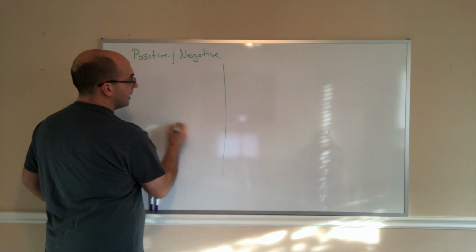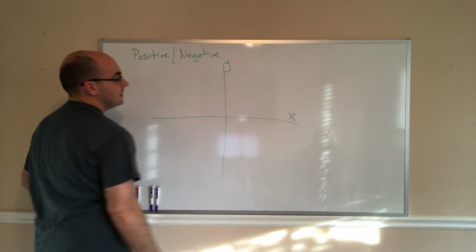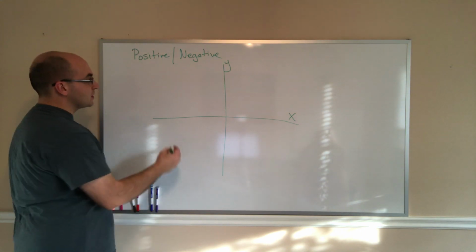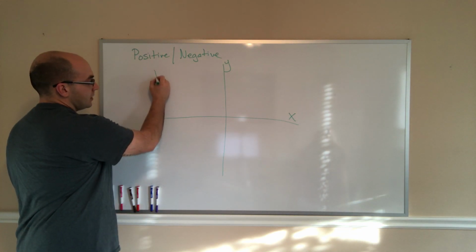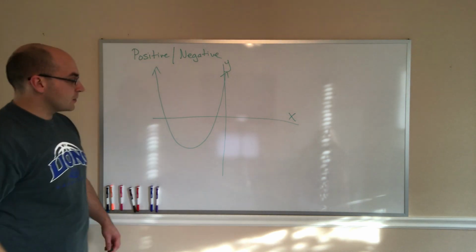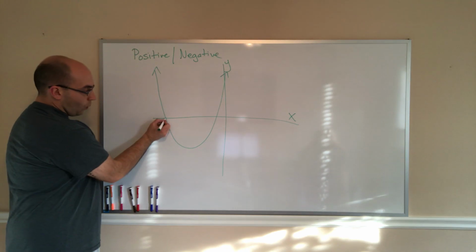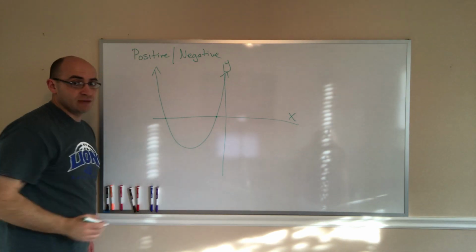So here are my axis points, right? So I've got my y-axis and my x-axis. Now let's just do some random function. Not gonna give you one exactly, but let's go ahead and just kind of work one out. All right, so there's a quadratic function. And what's important to know for positive and negative are the x-intercepts.